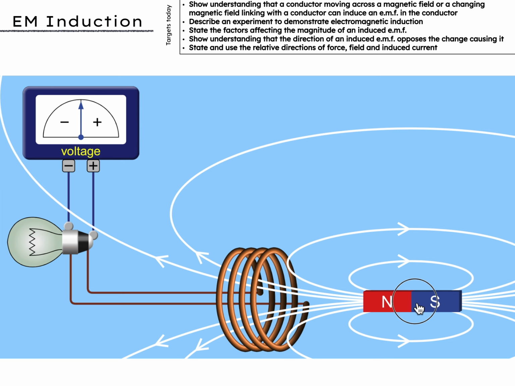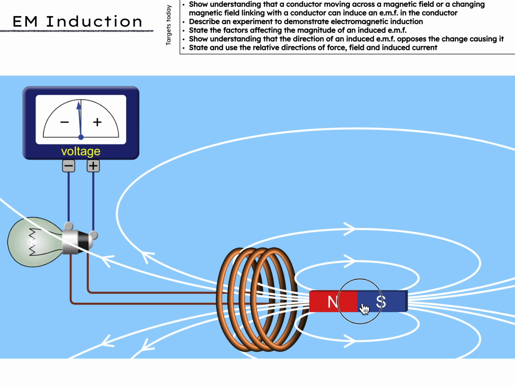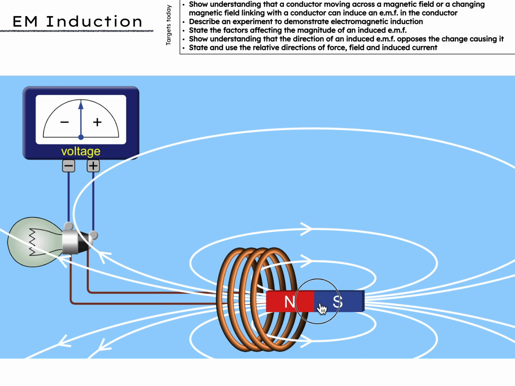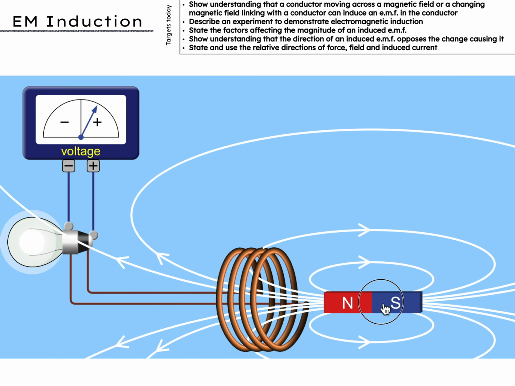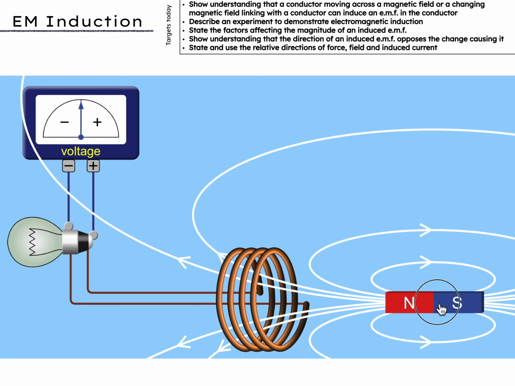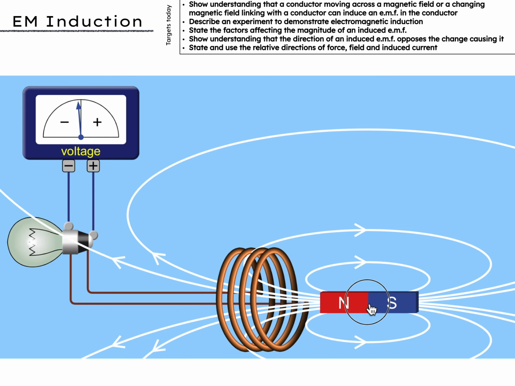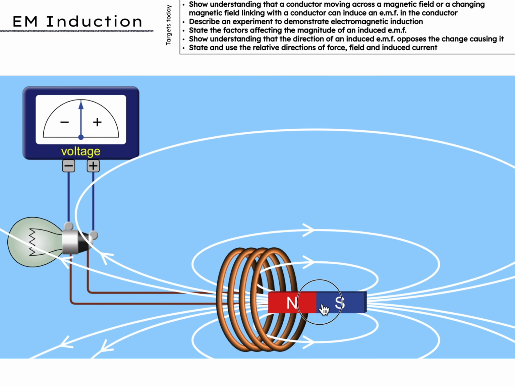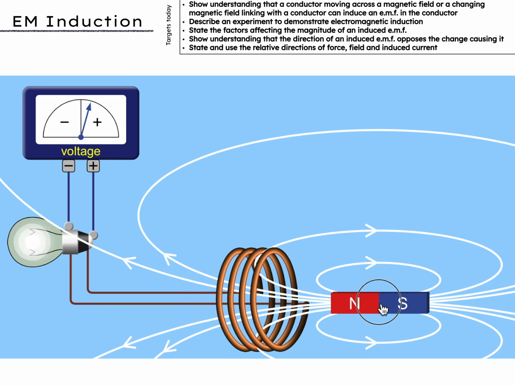Now, if I move the magnet towards the coil, look what happened there. The light came on for a moment. I'll try again. Oh, the light came on when I took the magnet away as well. But if I just leave the magnet next to the coil, nothing. The light bulb is only lit whilst the magnet is moving.